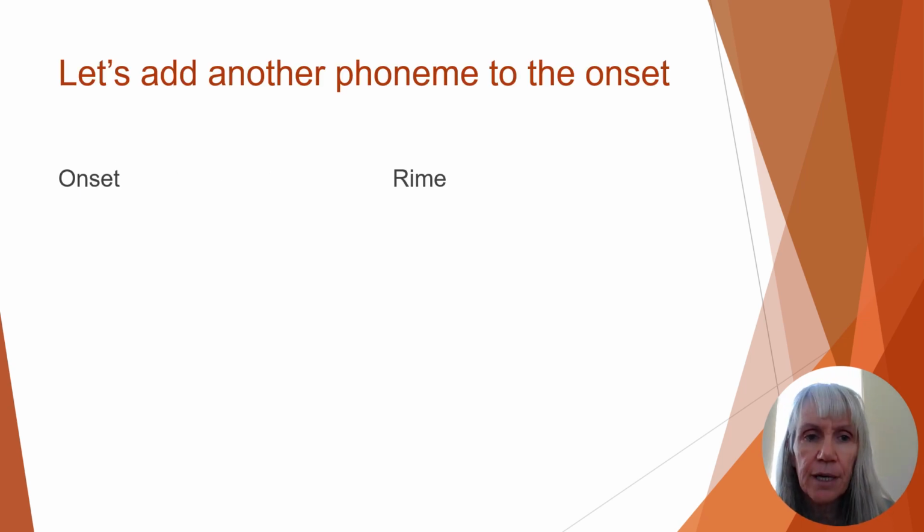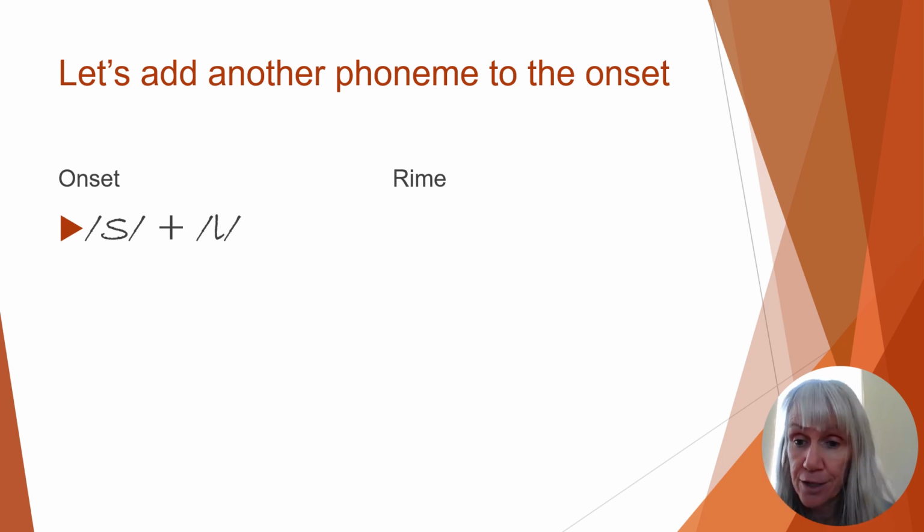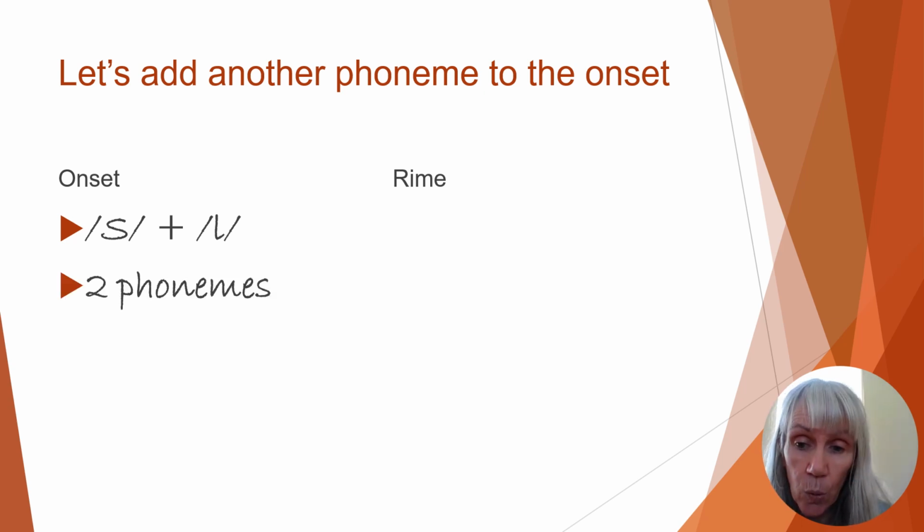So let's play around with those phonemes a little bit by adding another phoneme to the onset. We had this, but what if we added another sound to that onset, and we added the L sound? So we have S, L. I'm exaggerating those sounds again. And we kept our rhyme as is, as O. So we had S, L, O. We now have two phonemes, I spelled phonemes wrong, sorry about that. I'll go back and change it.